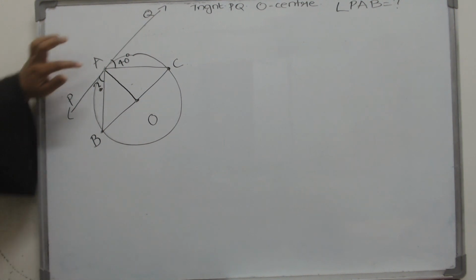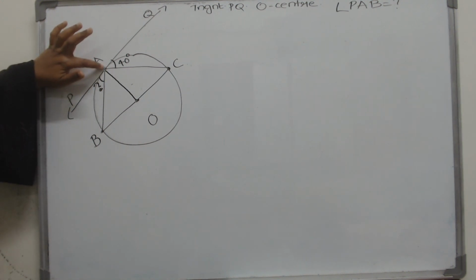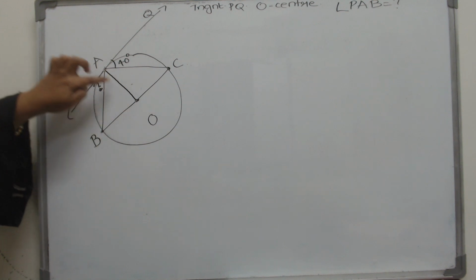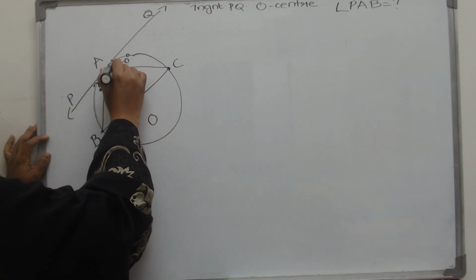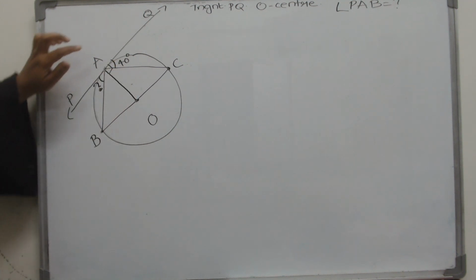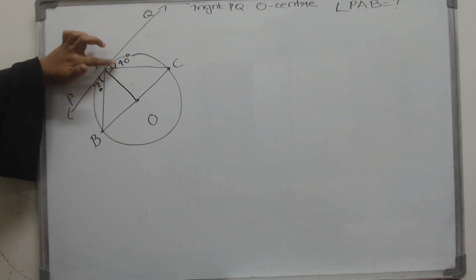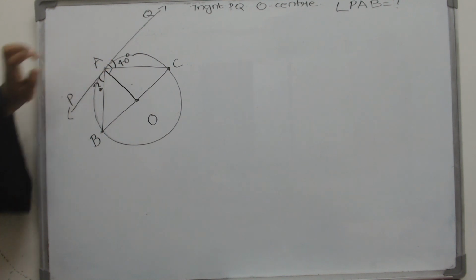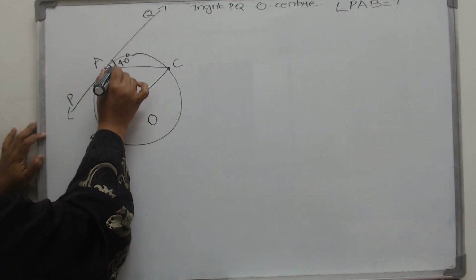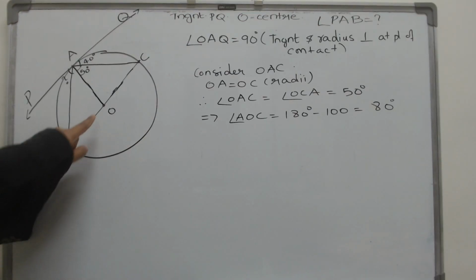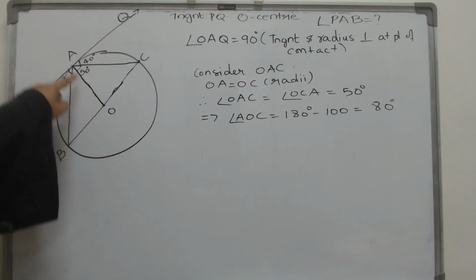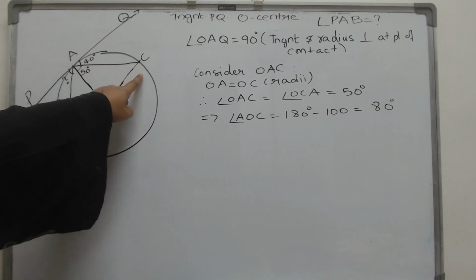What do we have? At the point of contact, the tangent and the radius are perpendicular to one another. That means you have a right angle here. So if this much is 40 and the whole angle is 90, how much is this angle here? It will be 50. We found out that the angle OAC is 50 degrees.